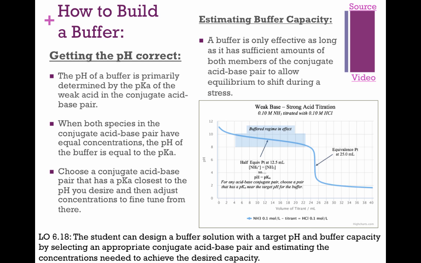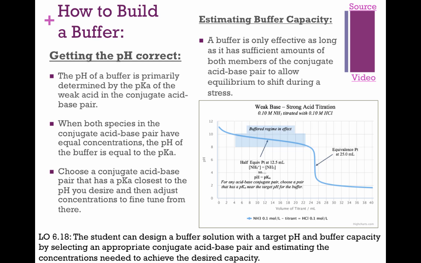And so then here is the example of the buffer region, again, in a titration. At the half equivalence point, pH equals pKa, and that's because your weak acid and its conjugate are equal. So at the half equivalence point, pH equals pKa, and acid equals base. Weak acid equals conjugate base.